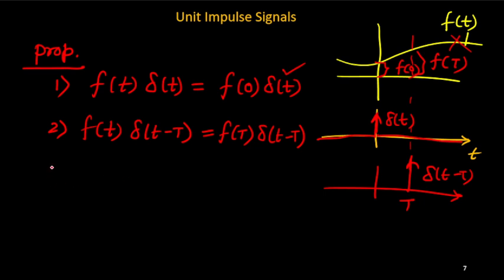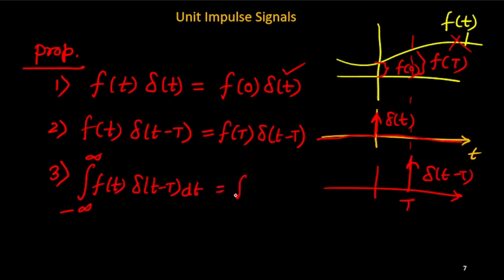Now the third one: if I integrate these, f of t and del of t minus capital T, dt over the entire range, what will we get? We will get only f of capital T. Now be careful about these two. It is a very, very useful concept. So why is it so?